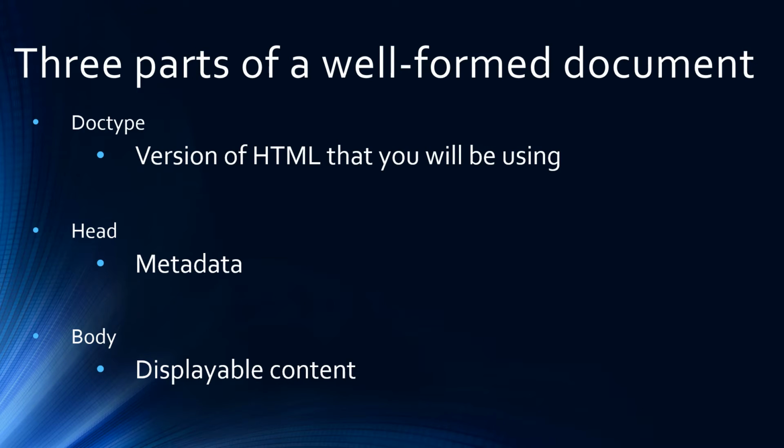If we don't look at it as a picture, I can also just tell you that every tree has three parts to a well-formed document. The doctype, which is the version of HTML that you're going to be using. The head, which is all of the metadata or extra information. And the body. The body is the displayable content, the thing that most people are going to get back when they do the request-response cycle.